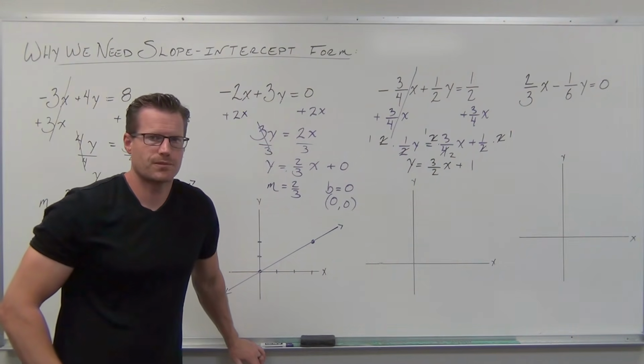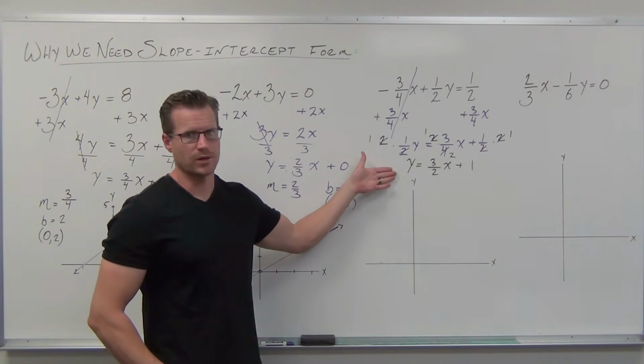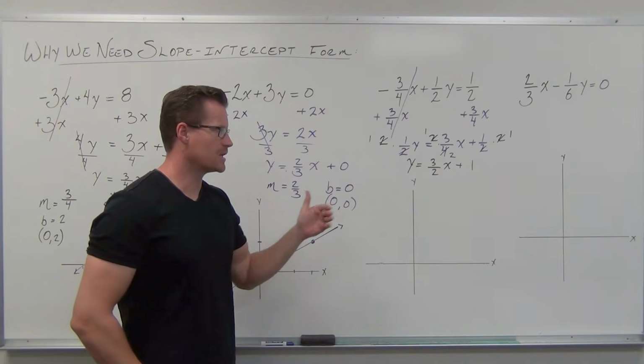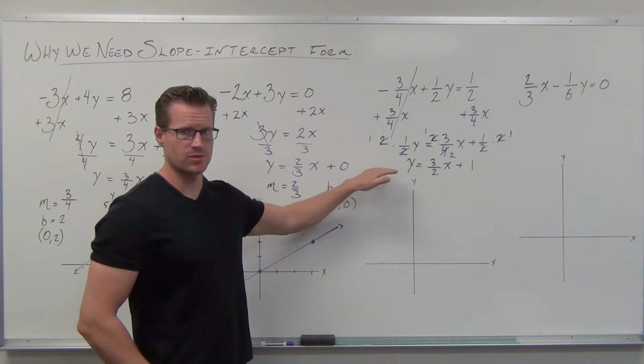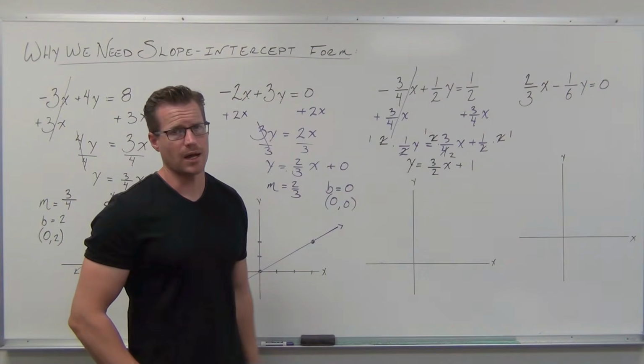Which one's easier to graph? It's not even a question. That's way easier to look at than that is. And all we did was solve for y. Can you find the slope? Can you find the y-intercept? If you can, I want you to do it now. I want you to practice doing this right now on your own. Write down the m, write down the b, write down the y-intercept, and then graph the line.